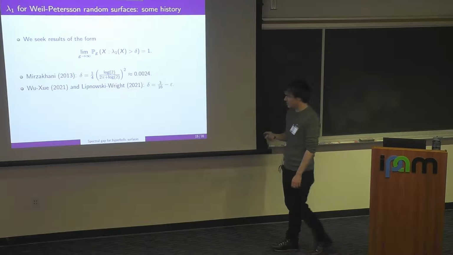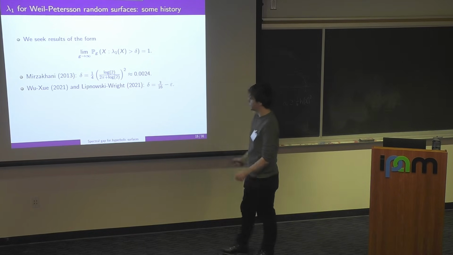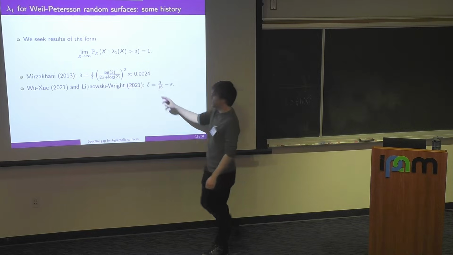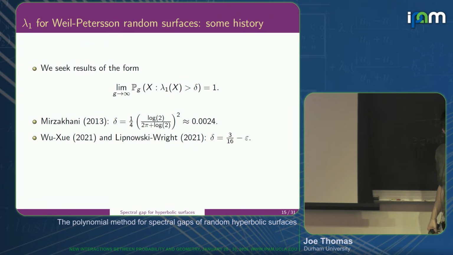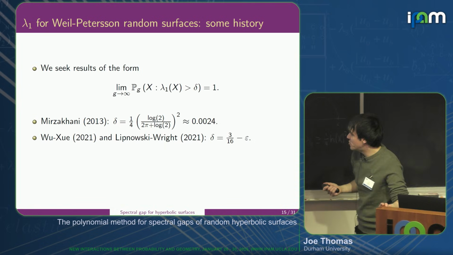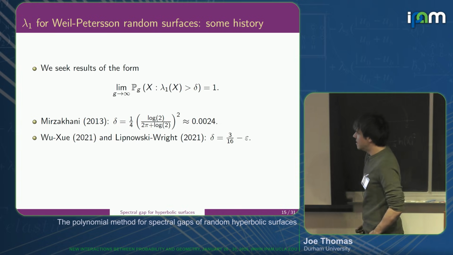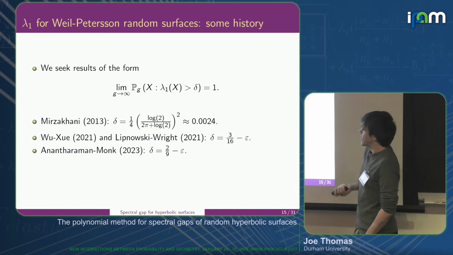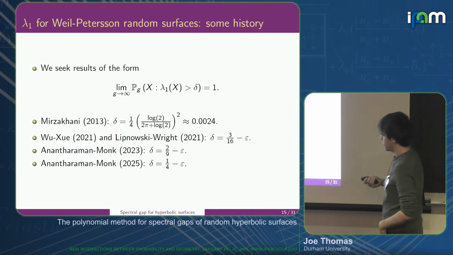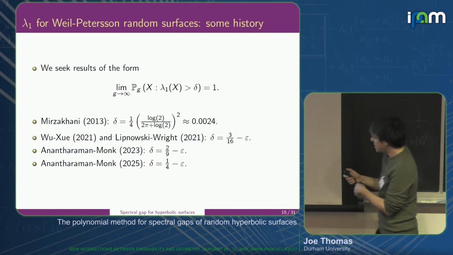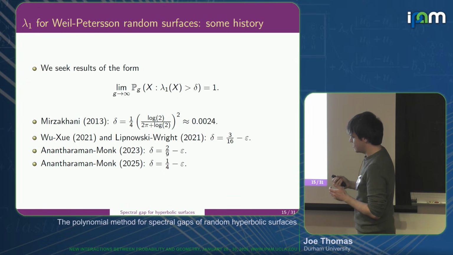And then you wait quite some time before you see some more results, and you have these two independent teams, Wu and Xue, and Lipnowski and Wright. In fact, these papers came out about 2 weeks apart from each other, so you have a big gap and then just 2 papers side by side, where they both improved this to, say, 3/16 minus some arbitrarily small epsilon. And then you had Anantharaman and Monk get it to 2/9, 2 years later, and then finally last year to 1/4.